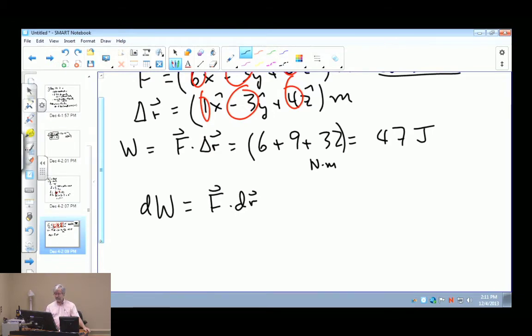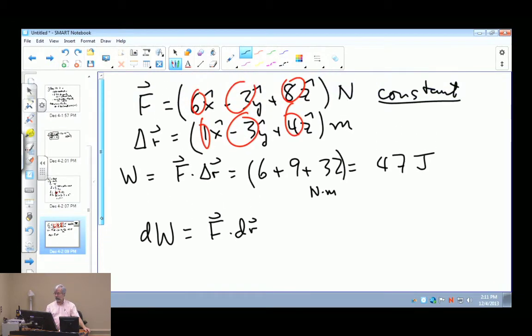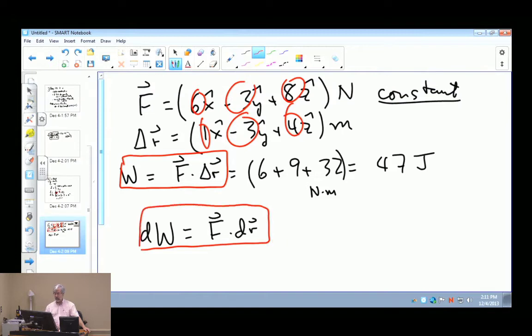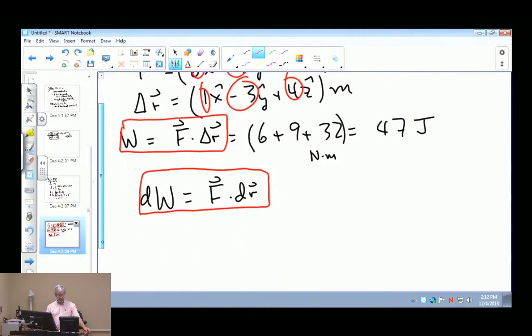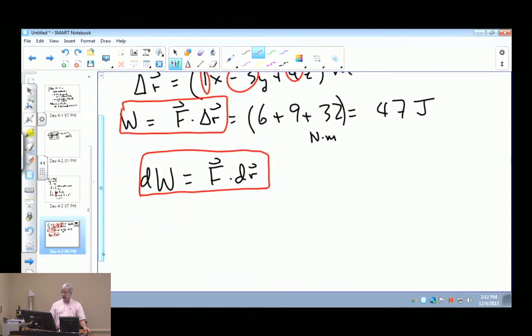Okay? So you have to be careful to recognize that this expression is the total amount of work done only if the force is a constant. Otherwise, you have to start with this form and do an integral, which we will do next term, in January.